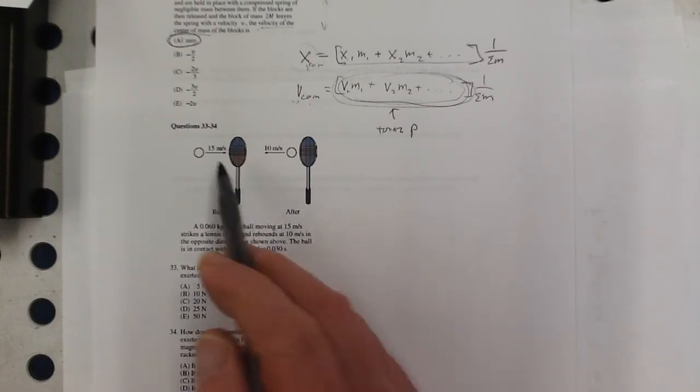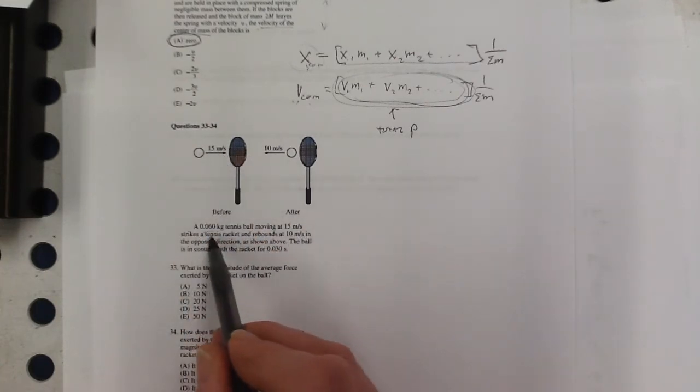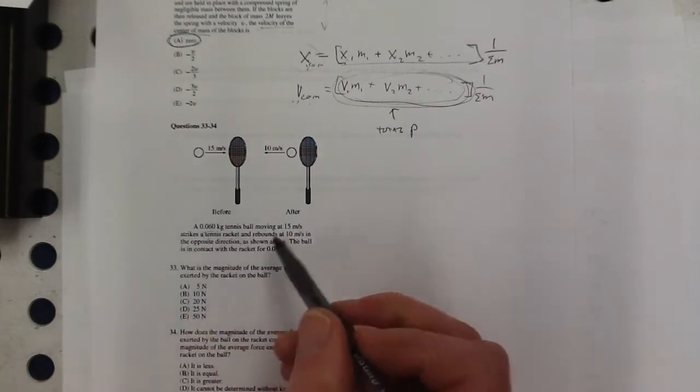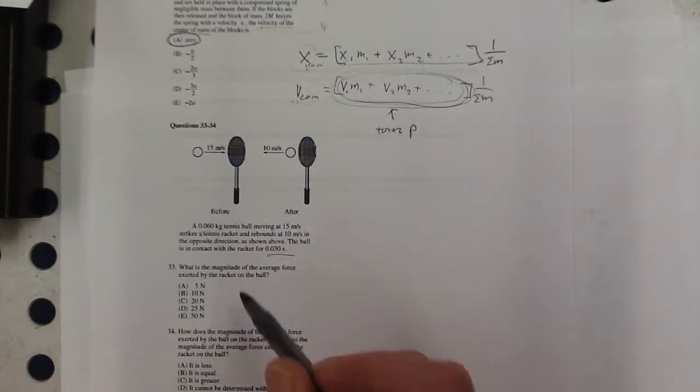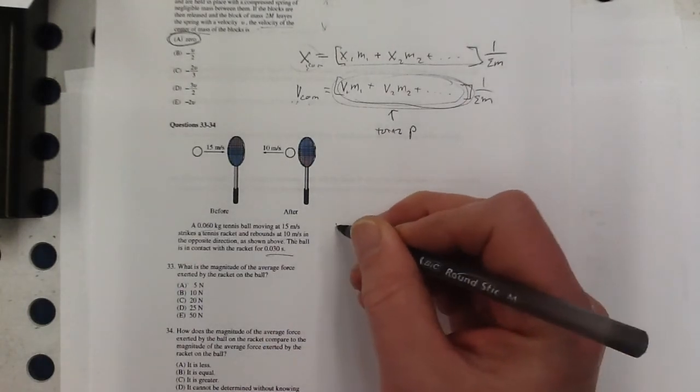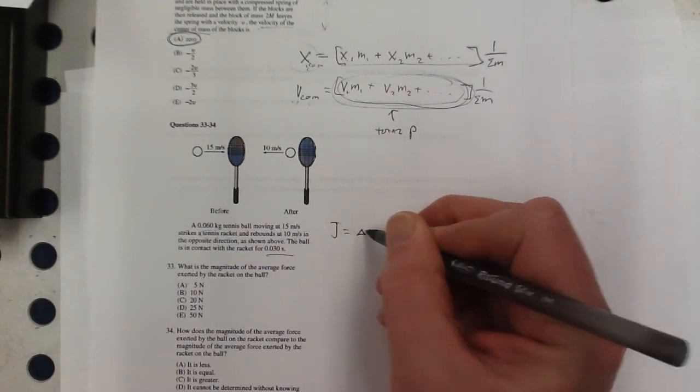A 60-gram tennis ball moving at 15 meters per second strikes a tennis racket and rebounds at 10 meters per second in the opposite direction as shown above. The ball is in contact with the racket for this amount of time. What's the magnitude of the average force? So impulse is equal to change in momentum.